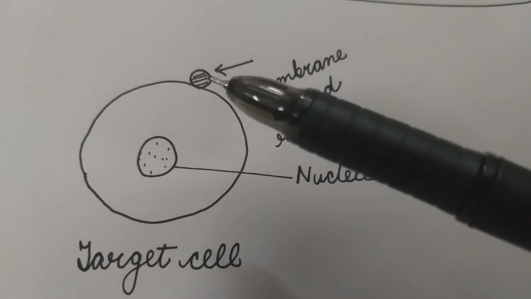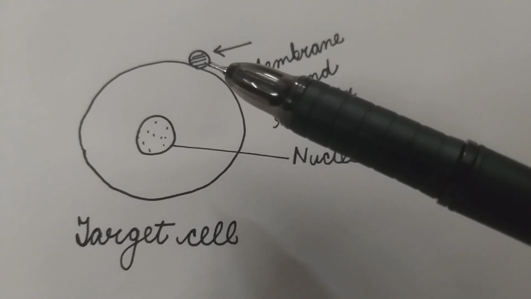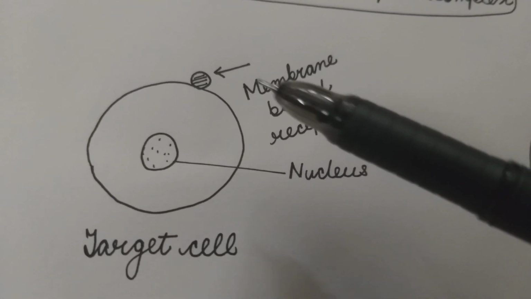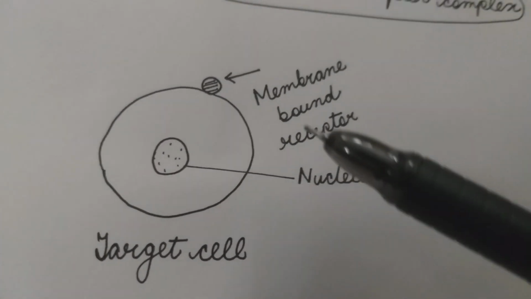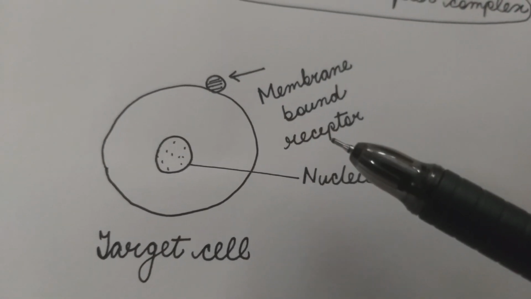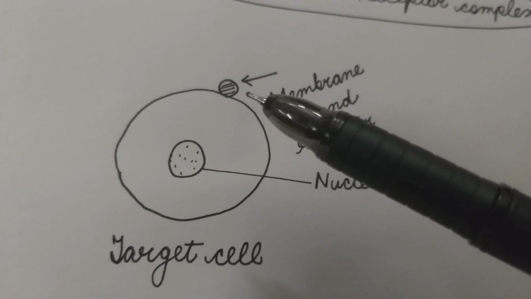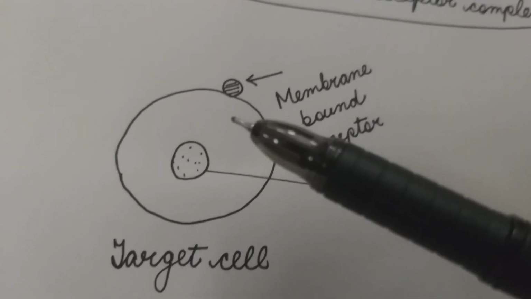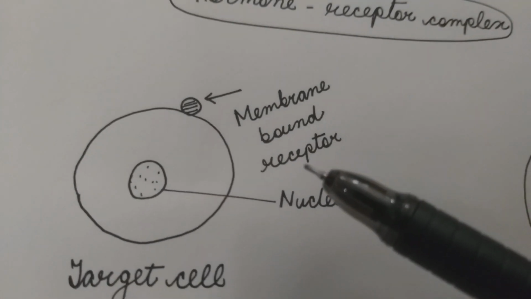If the receptor is present on the surface of the cell membrane, it is called a membrane bound receptor. If the receptor lies on the membrane of the target cell, it is called a membrane bound receptor. The hormone binds to the receptor on the surface of the membrane. The hormone does not enter the target cell if the receptor is membrane bound.